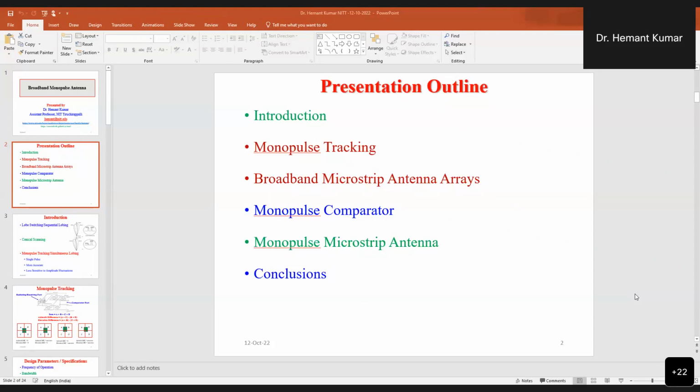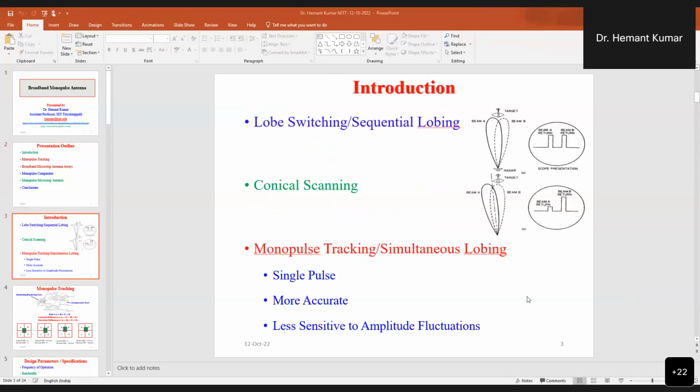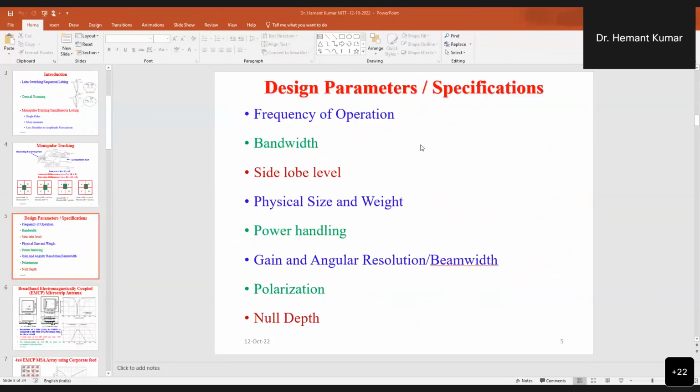Okay, so the next question is from Miss Sharifa. She's asking, is a horn-shaped microstrip antenna or a double-ridge horn-shaped antenna better for biomedical related projects? This is a very general question. I don't know for what biomedical application, or how much bandwidth you need. So based on the bandwidth or the gain requirement, as I discussed, there are a few parameters: frequency of operation, bandwidth, side lobe level, physical size and weight, power handling capacity, gain, beam width, polarization. So you have to choose accordingly.